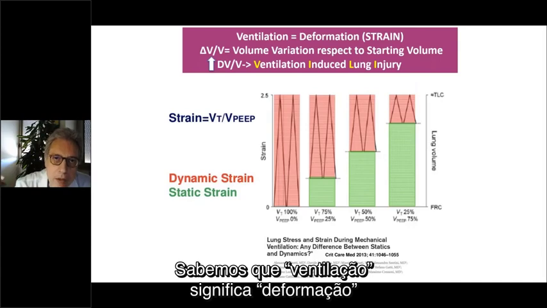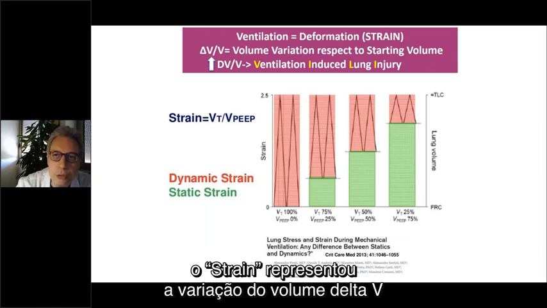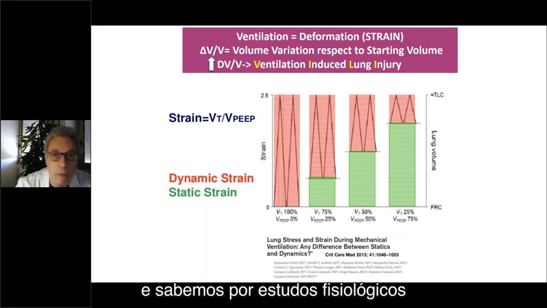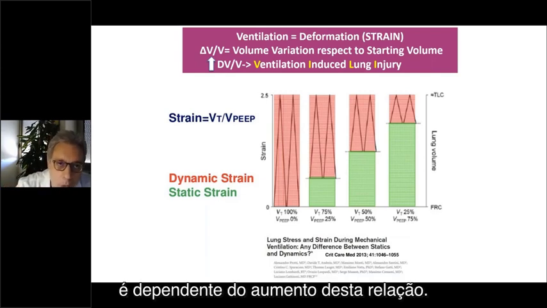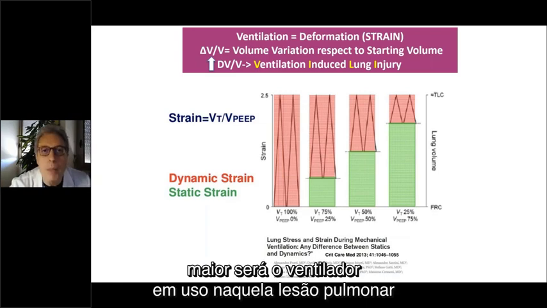We know that ventilation means deformation, and this is called strain. In physiologic words, the strain represents the volume variation, delta V, over the starting volume. We know from physiological studies that the ventilator-induced lung injury is dependent on the increase of this ratio. The higher the delta V over starting volume, the higher the ventilator-induced lung injury.